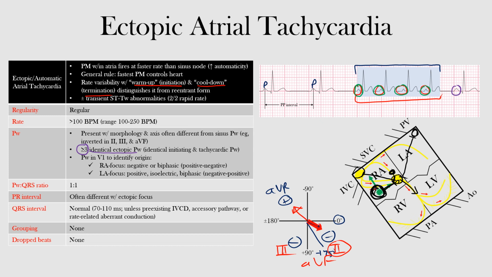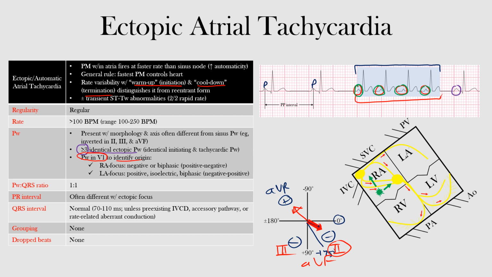While a positive, isoelectric, or biphasic negative-positive P wave in V1 has been found to be specific for a left atrial focus, so one coming from somewhere in the left atrium. So let's just look at this quickly. Again, this is a little more advanced stuff, but I think you can handle it. What I'm saying here is that we're looking at this area here, the P wave in V1, to identify the origin. Is it coming from the right atria or the left atrium?